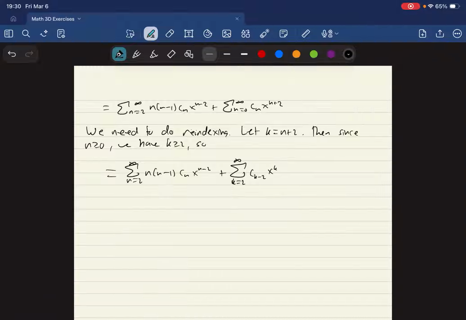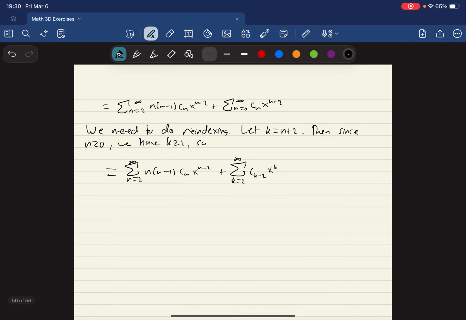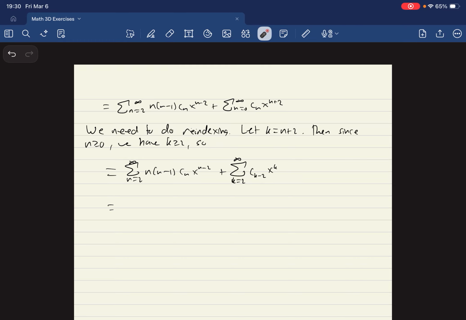Okay. So now it looks like the bottom indices match up. Don't worry that the k's and the n's look different, they're just dummy variables, so we can always change from one index to another. But there's a problem here. We can't just add up these series right away, because here we have x to the n - 2, and if we change this from k to n, we would have just x to the n here when it should be x to the n - 2.